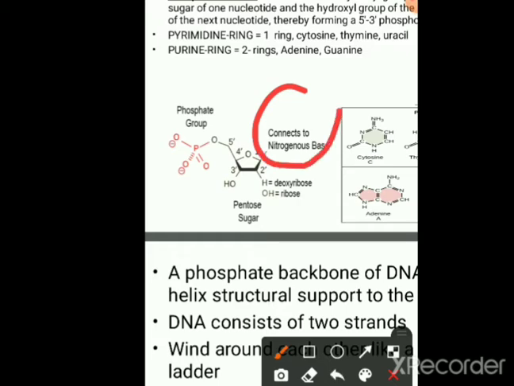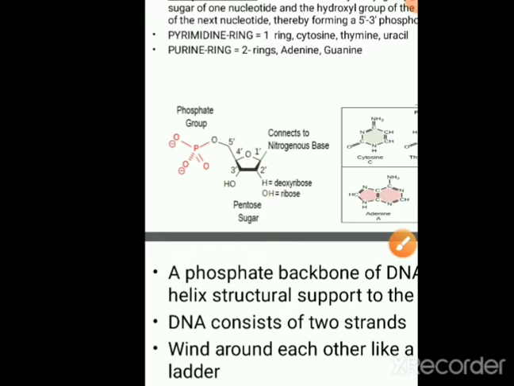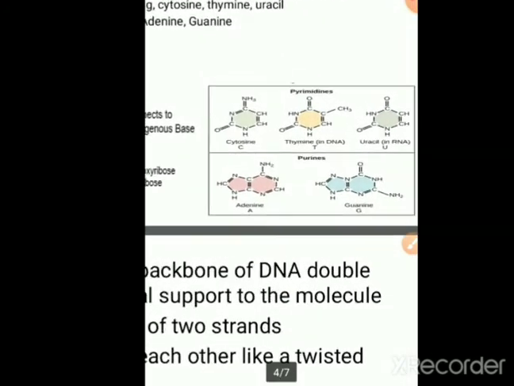So that gives rise to these nitrogenous bases. They are going to attach on the carbon number 1, and that is how they are going to establish the DNA structure. Now, there are two types of nitrogenous bases: one is the pyrimidine ring, and the other is the purine ring. You should be clear about the difference between them.